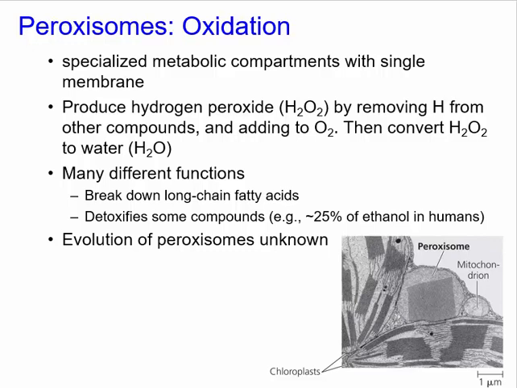So we see in this TEM here, here's a peroxisome, and there's chloroplasts on either side, and here's a bit of a slice of a mitochondrion here as well. And what these guys do is they produce hydrogen peroxide, H2O2. They take hydrogens from other compounds and add them to oxygen. And so that's how they produce that hydrogen peroxide. Then they convert that to water. Maybe in some ways that sounds convoluted, but that's how they work. And that's why they're called peroxisomes, because of this peroxide.